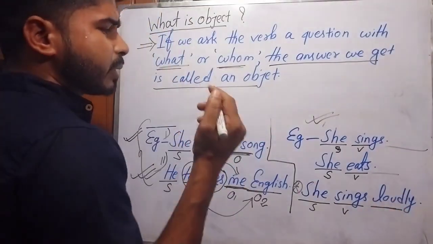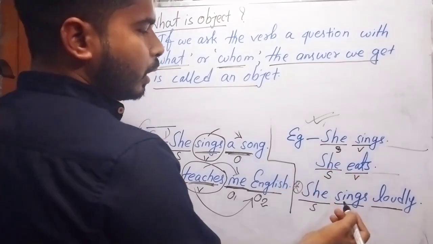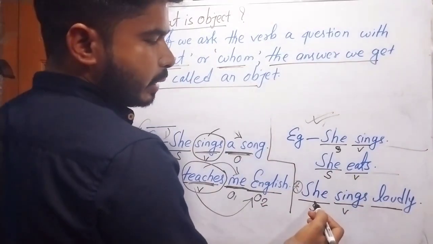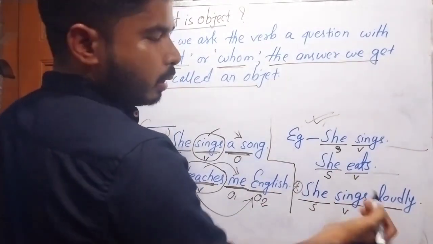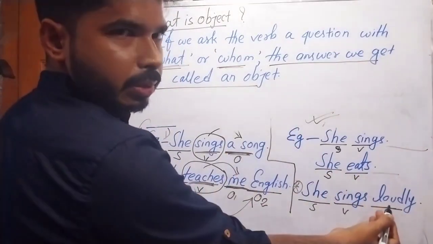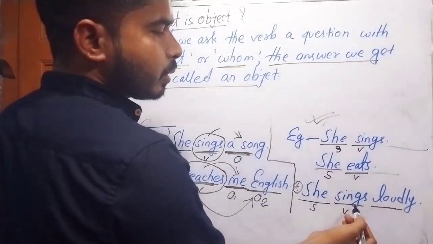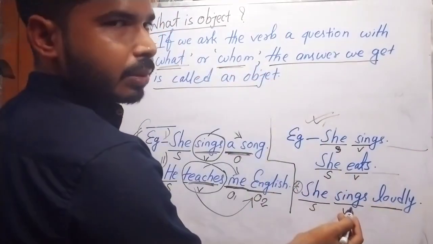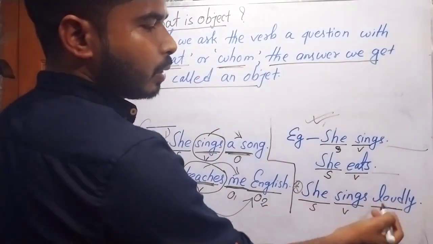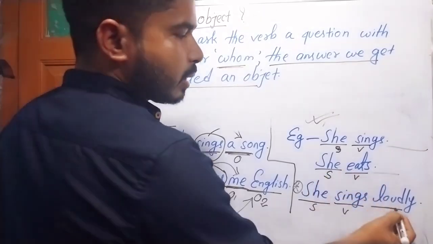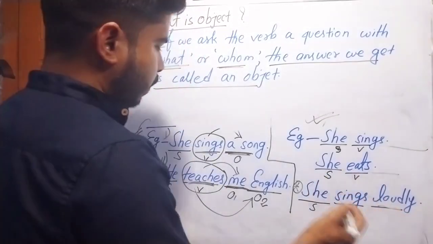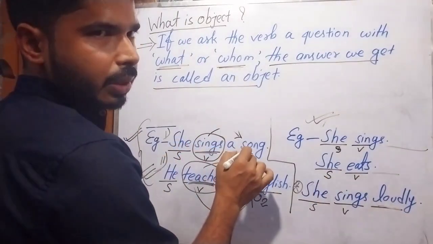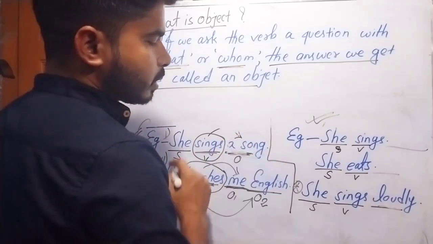Okay. So let's confirm. The sentence is she sings loudly. So what sings? No answer. Whom sings? No answer. Loudly cannot be the answer of whom and what sings. Means loudly is not the answer. But in this case, we saw that what sings? A song. A song was the answer. That's why a song was object.